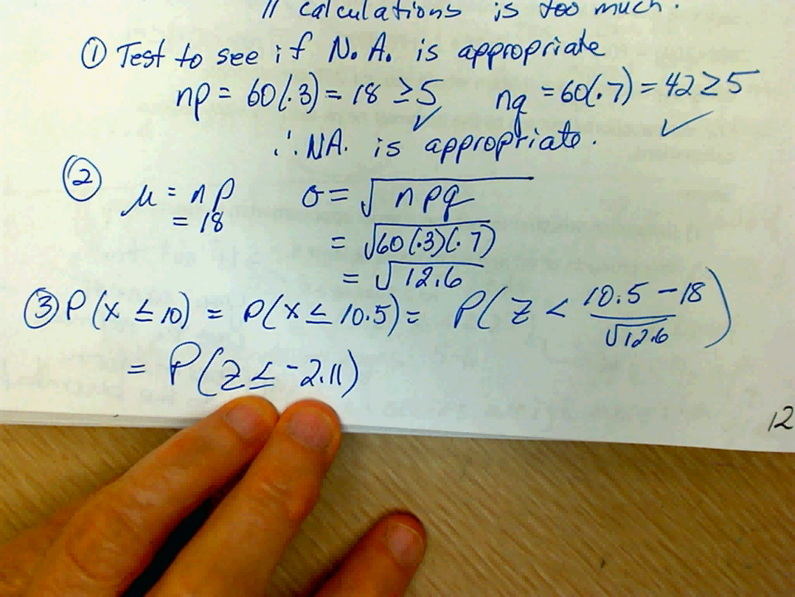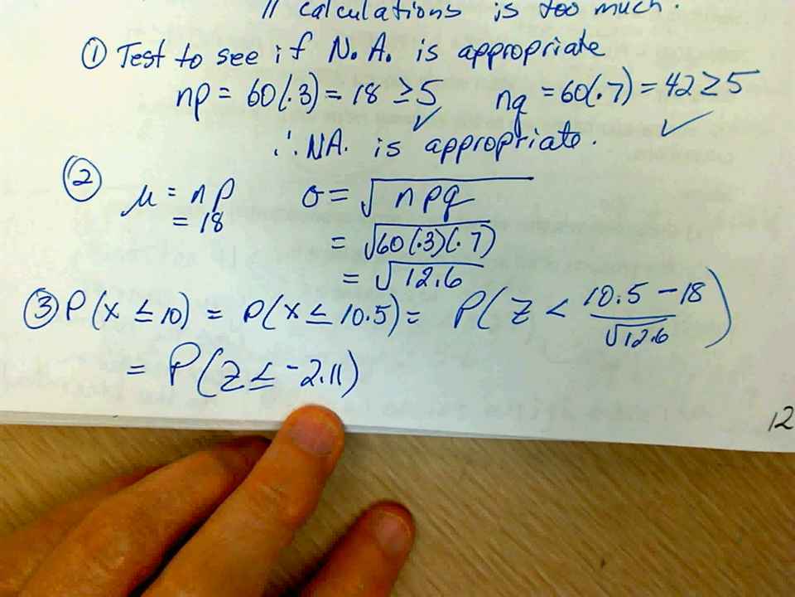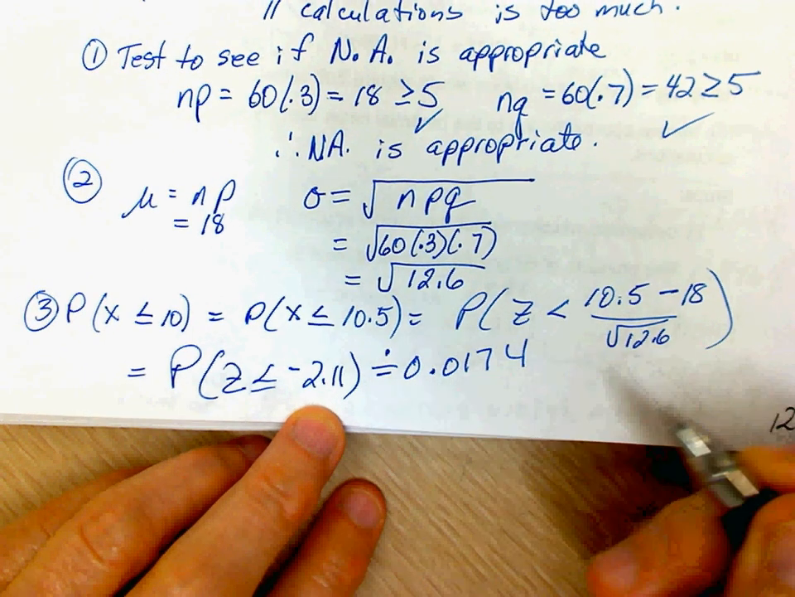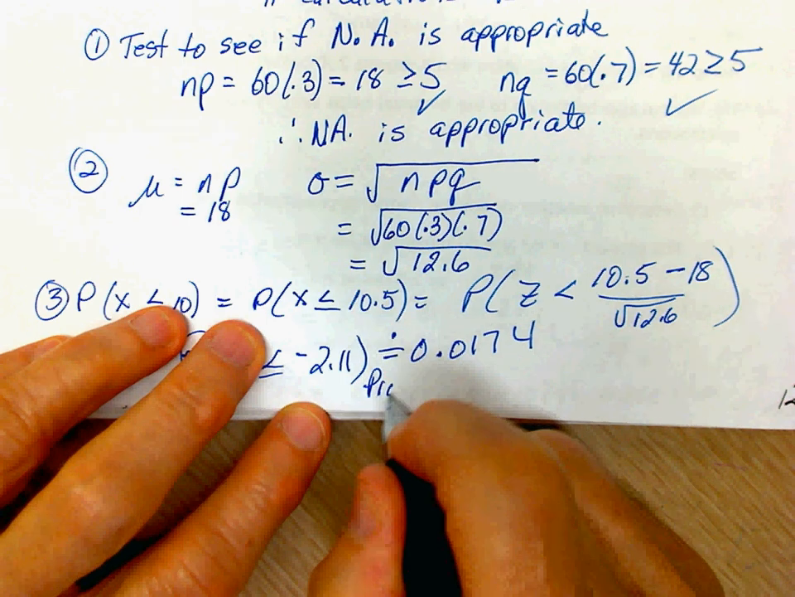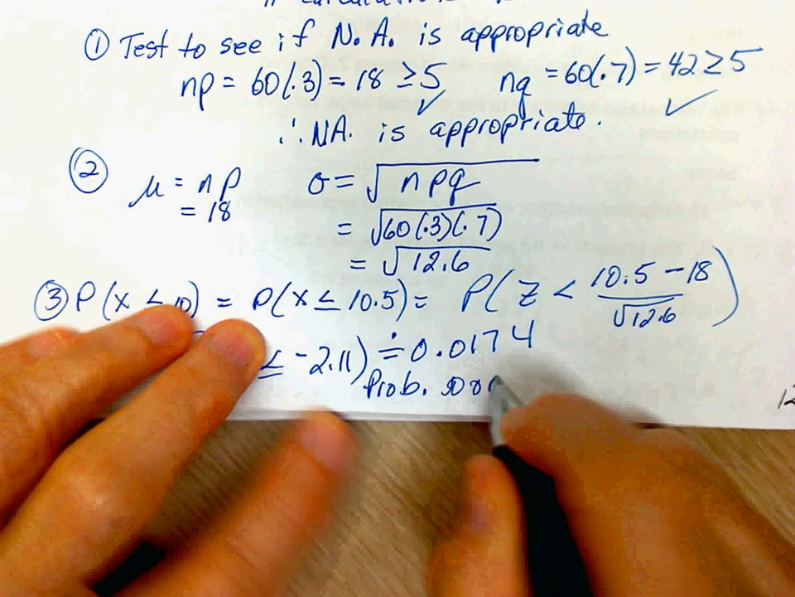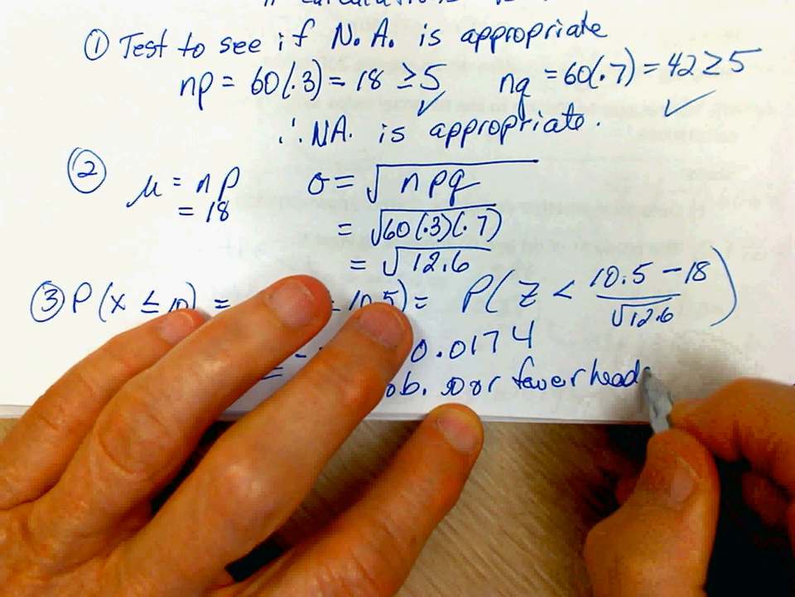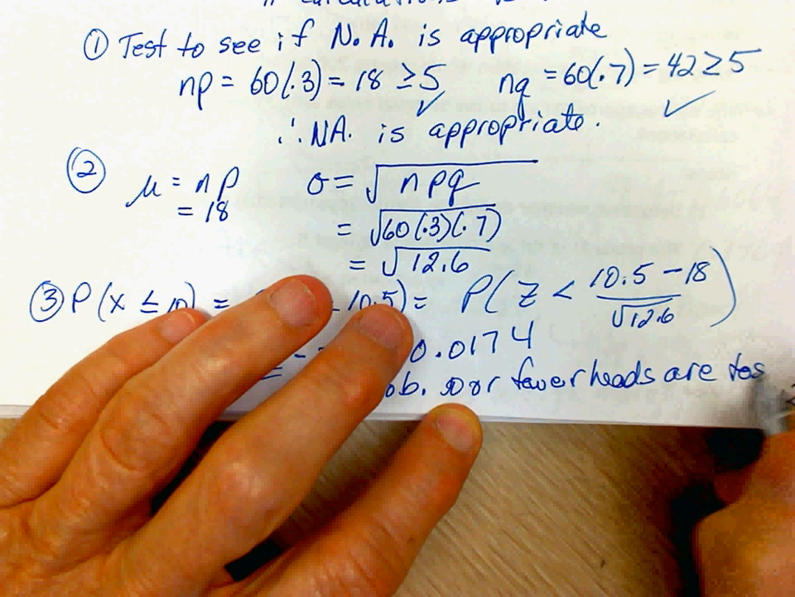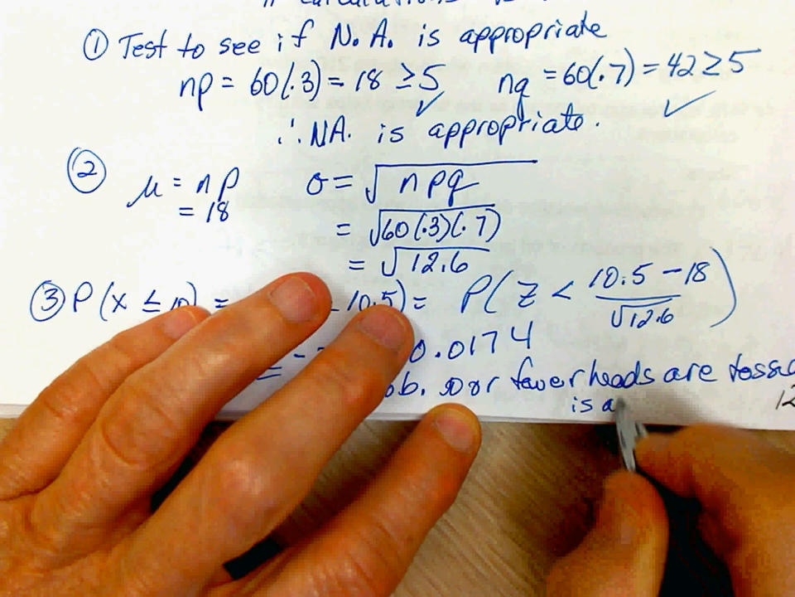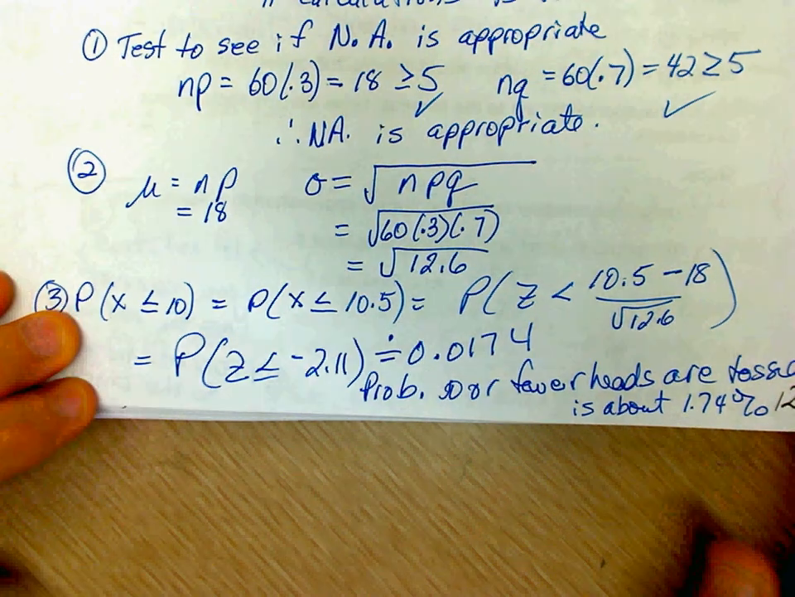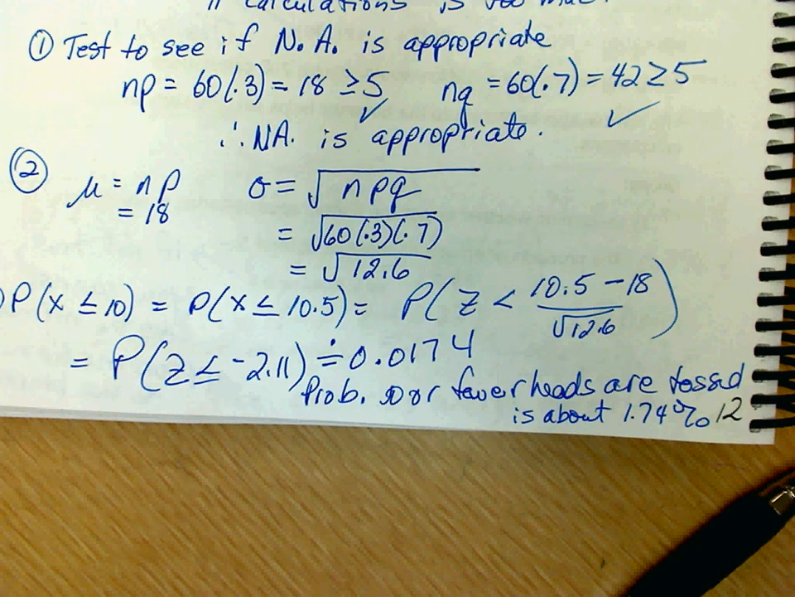And if you were to look that value up, you would get approximately 0.0174. So, probability 10 or fewer heads are tossed is about 1.74%. Can I explain anything better?